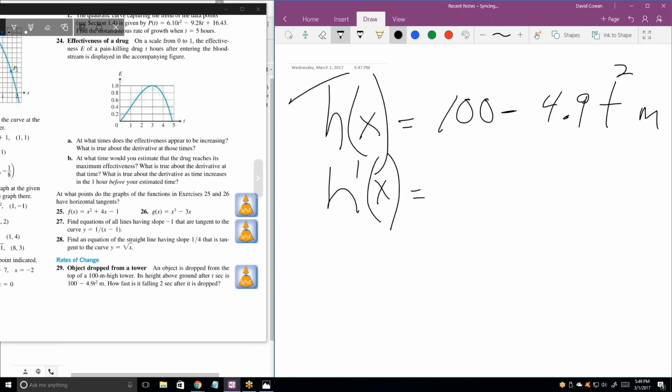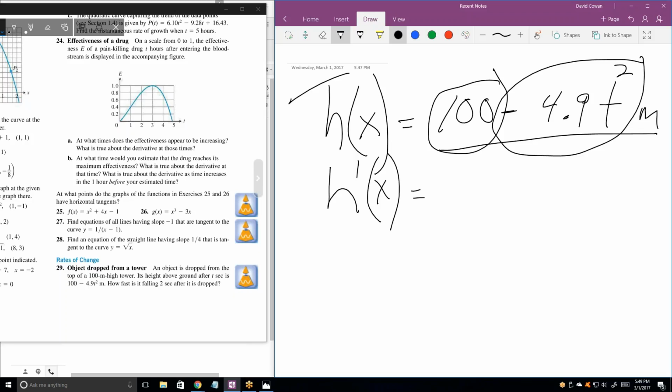Take the first derivative, what do you get? What's the first derivative of 100, first of all? Negative 100? No, 0. The first derivative of all constants is 0. In other words, the first derivative of this is taking the first derivative of that and taking the first derivative of that. Well, the first derivative of 100 is 0. So that goes away.